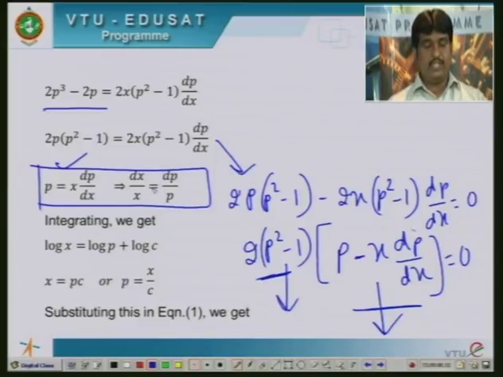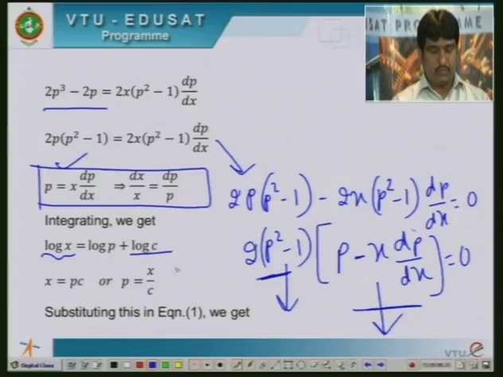Simplify this to get dx by x equals dp by p. Now, variables are in separable form. Its solution can be obtained by integrating it directly. Integrate it. Integration of 1 by x is log x, integration of 1 by p is log p, plus some constant of integration which is log c.